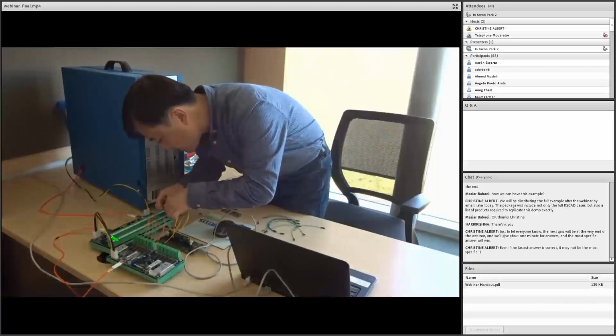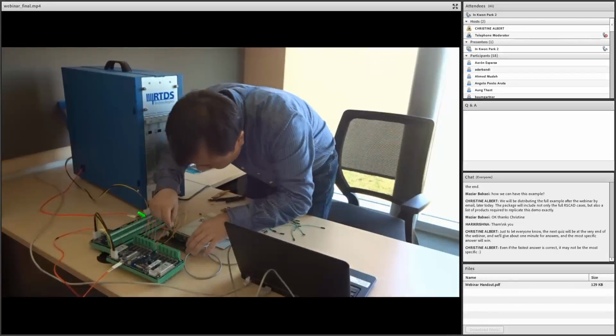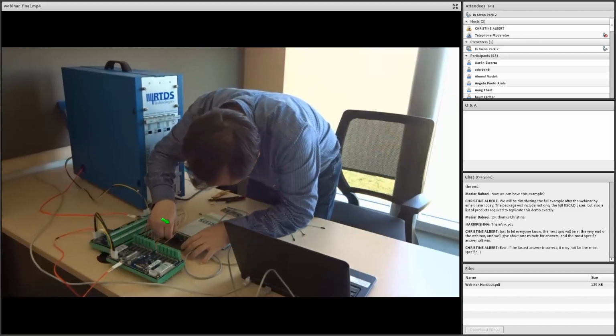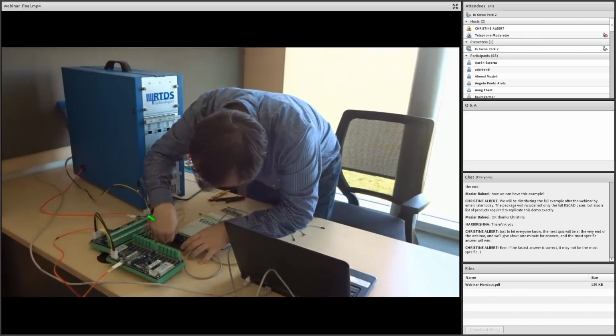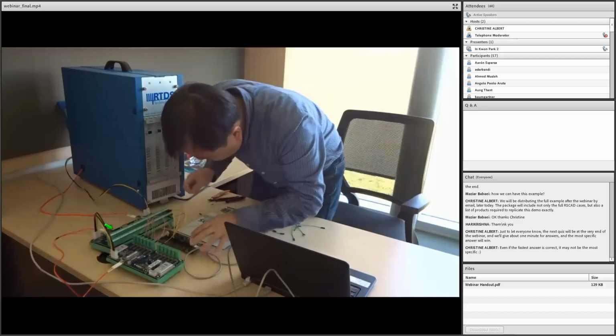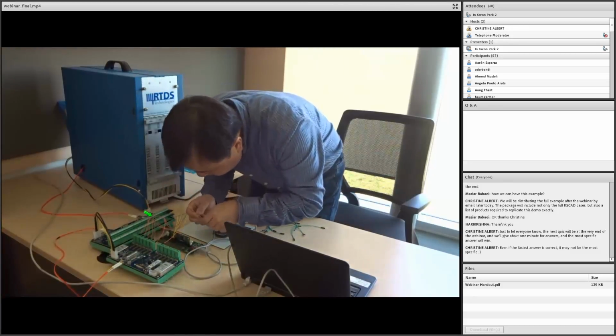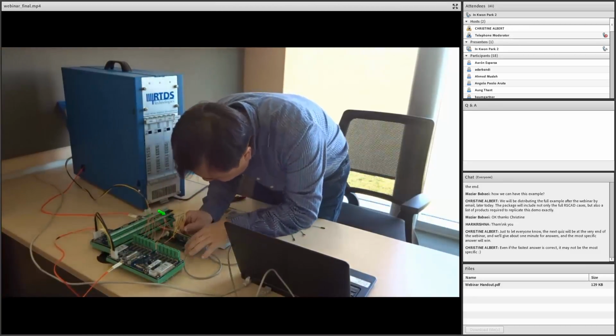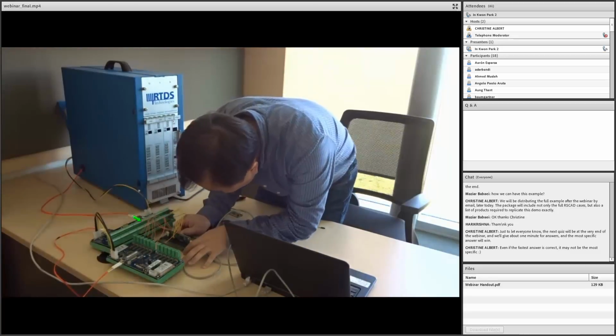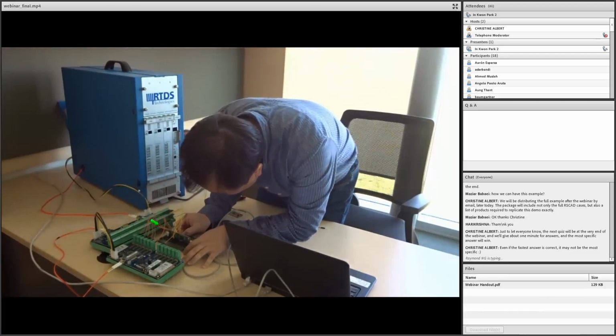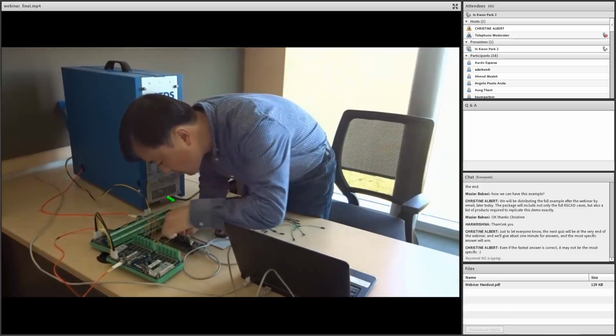So now my analog connection is almost complete, and I'm almost at the completion of making the digital connections. As you can see from here, what I'm working on is not difficult at all. The only thing you need to do is use your jumper wire, making the connections between the analog output of the RTDS and the digital input of your RTDS.